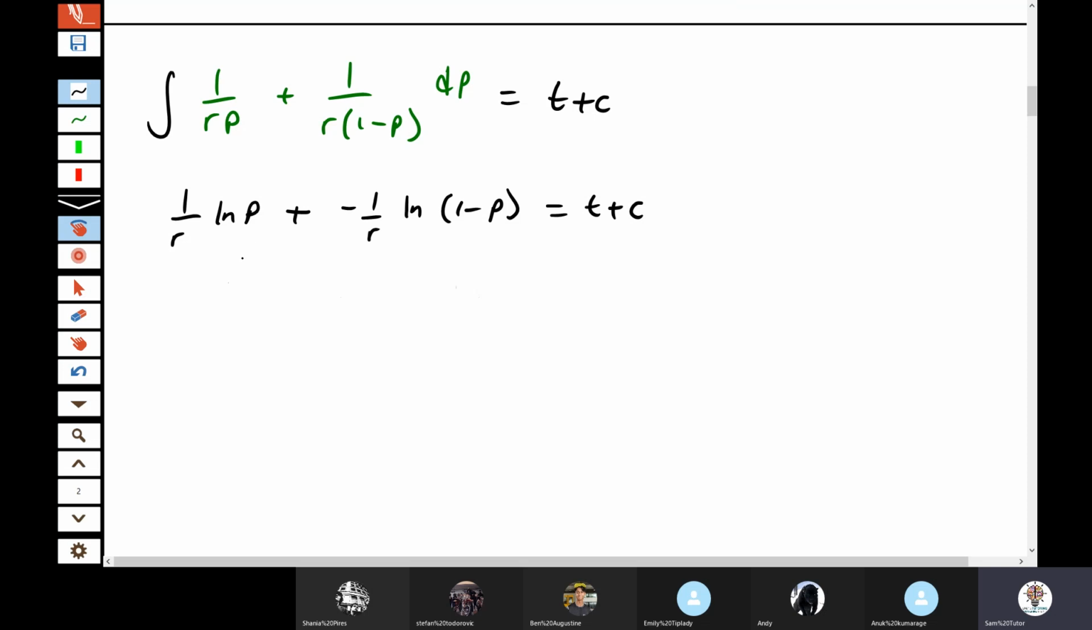Go back to what we want to find, which is P. If I want to find P, what's your next step? What are you going to say? The logs are minus t. That is exactly what I'm going to do, and multiply by the r, or straight away. So log, make it into a fraction. So P over 1 minus P equals RT plus RC.